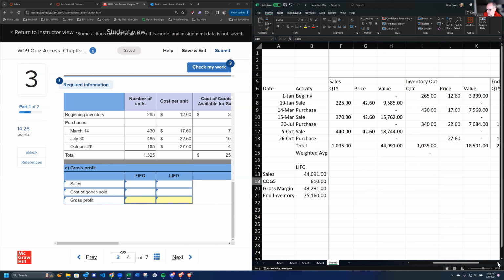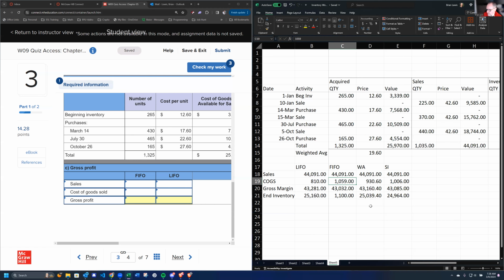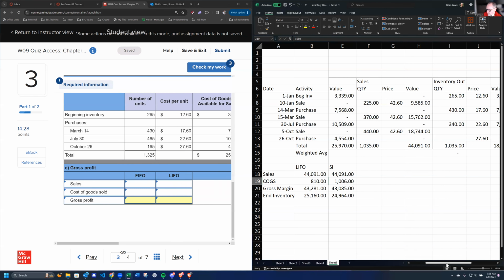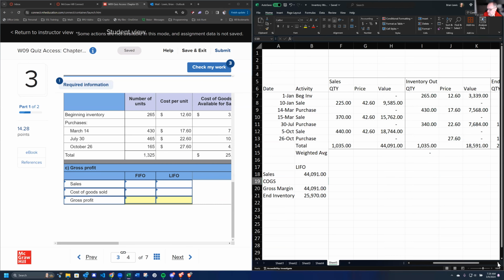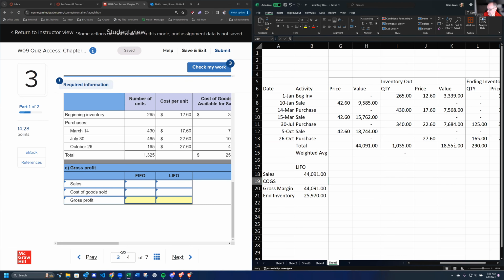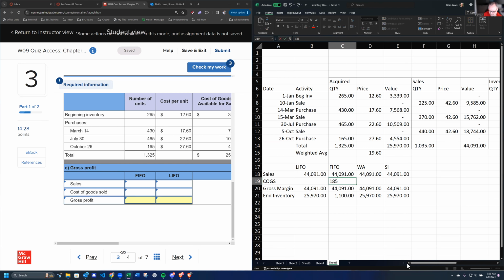1,059 is 1,000 for FIFO. Oh, these are old numbers. That's right. I have to plug these in. Okay, so cost of goods sold under FIFO is the inventory out number, which is 18,591. Okay, that should be the same as what's over here.